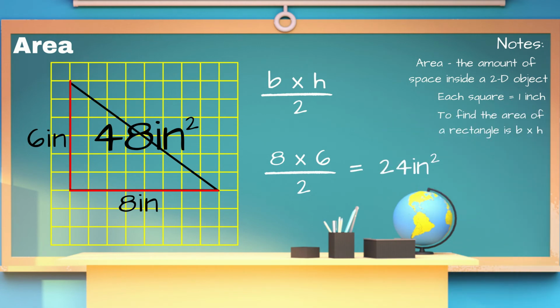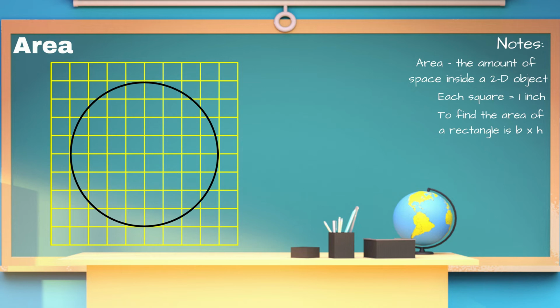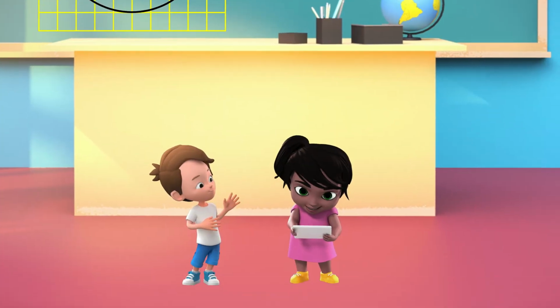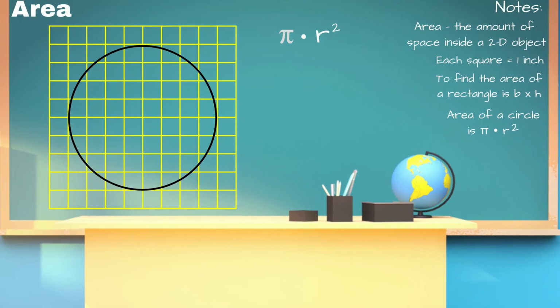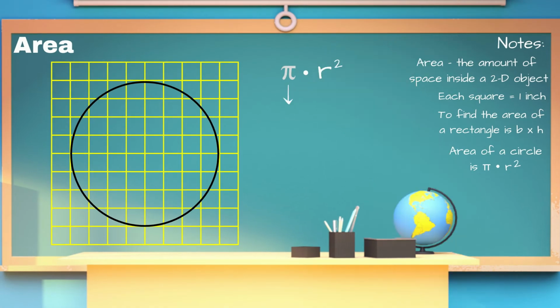I just want to look at one more shape. Circle. That's right. So for this one, the formula is pi times radius squared. Now when we talk about pi, we use 3.14. That's approximately what pi is equivalent to.